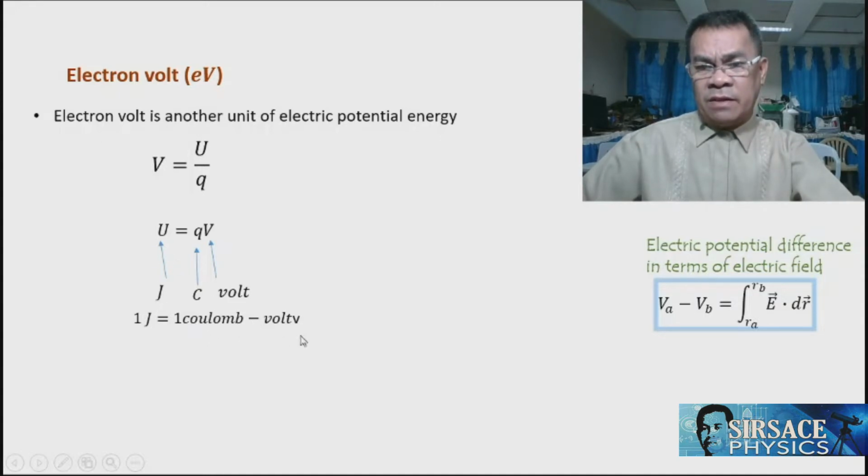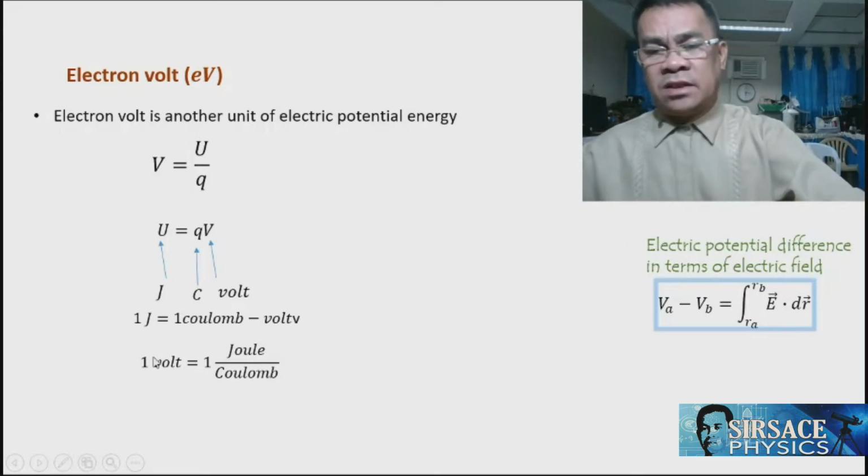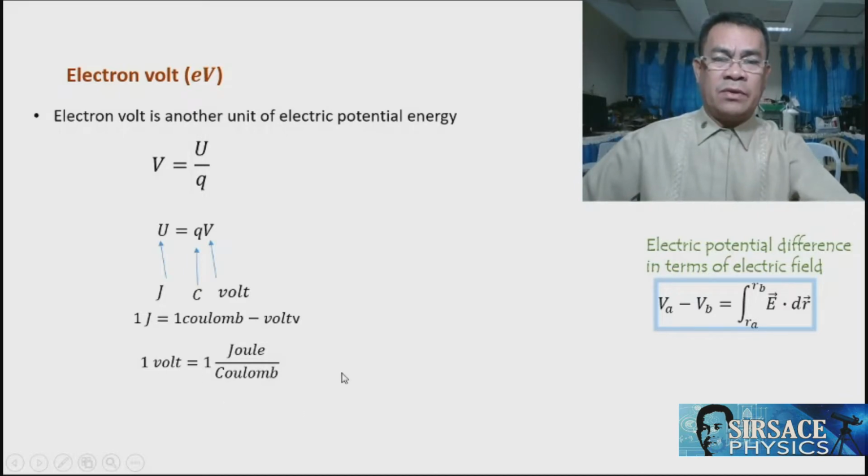So what is the meaning of 1 volt? 1 volt is 1 joule per coulomb, dividing both sides by coulomb, this becomes volt. So 1 volt is 1 joule per coulomb. This is the meaning of volt. Volt is joule per coulomb.